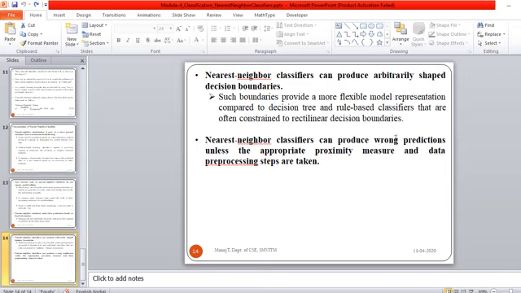Nearest neighbor classifiers can produce wrong predictions unless the appropriate proximity measure and data pre-processing steps are taken. If we are not employing a proper proximity measure, then there are high chances that we may go wrong and end up with the wrong classification. So that should be taken into account, and the much needed measure is to be computed.